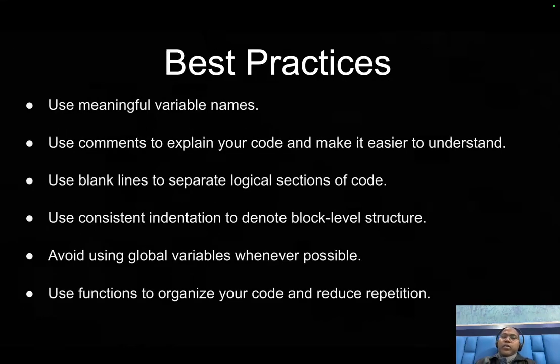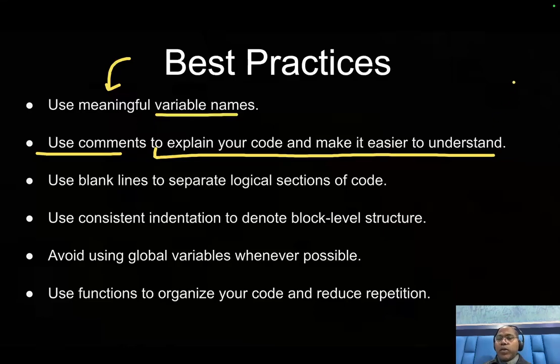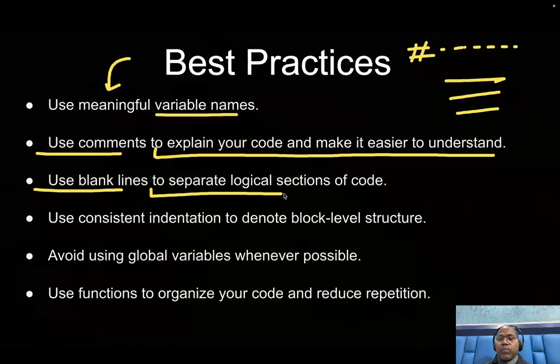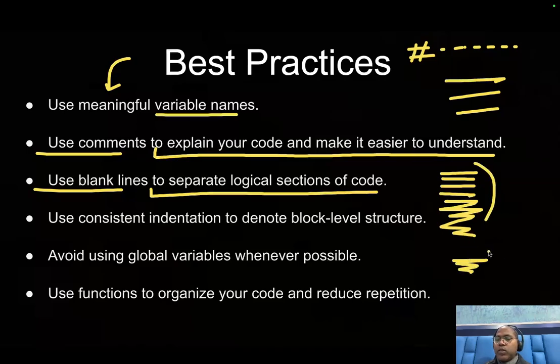These are some best practices we have to follow while writing our Python programs. Give meaningful variable names, instead of something like ABC, and also add comments to explain your code and make it easier to understand. Whatever business logic you write, please add your comments so that someone can read your code and understand the meaning. Use blank lines to separate the business logic; instead of writing code continuously, make some space so that the logic is separated.